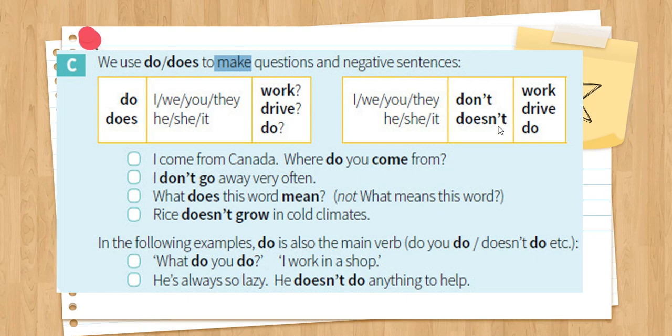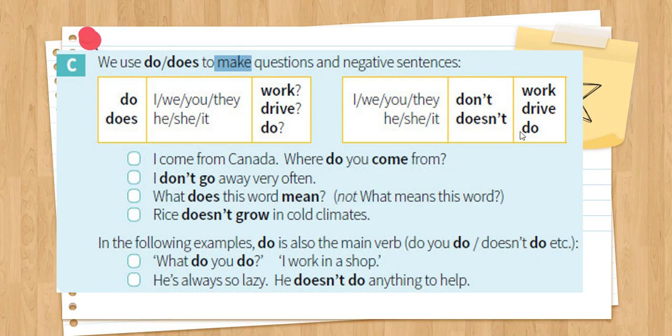But if you want to make negative sentences, remember you need to use don't and doesn't. Don't for I, we, you, they, and doesn't, which is the same as does not. Doesn't is a contraction of does not, and don't is a contraction of do not. Here, he, she, it doesn't drive. He doesn't drive a car.